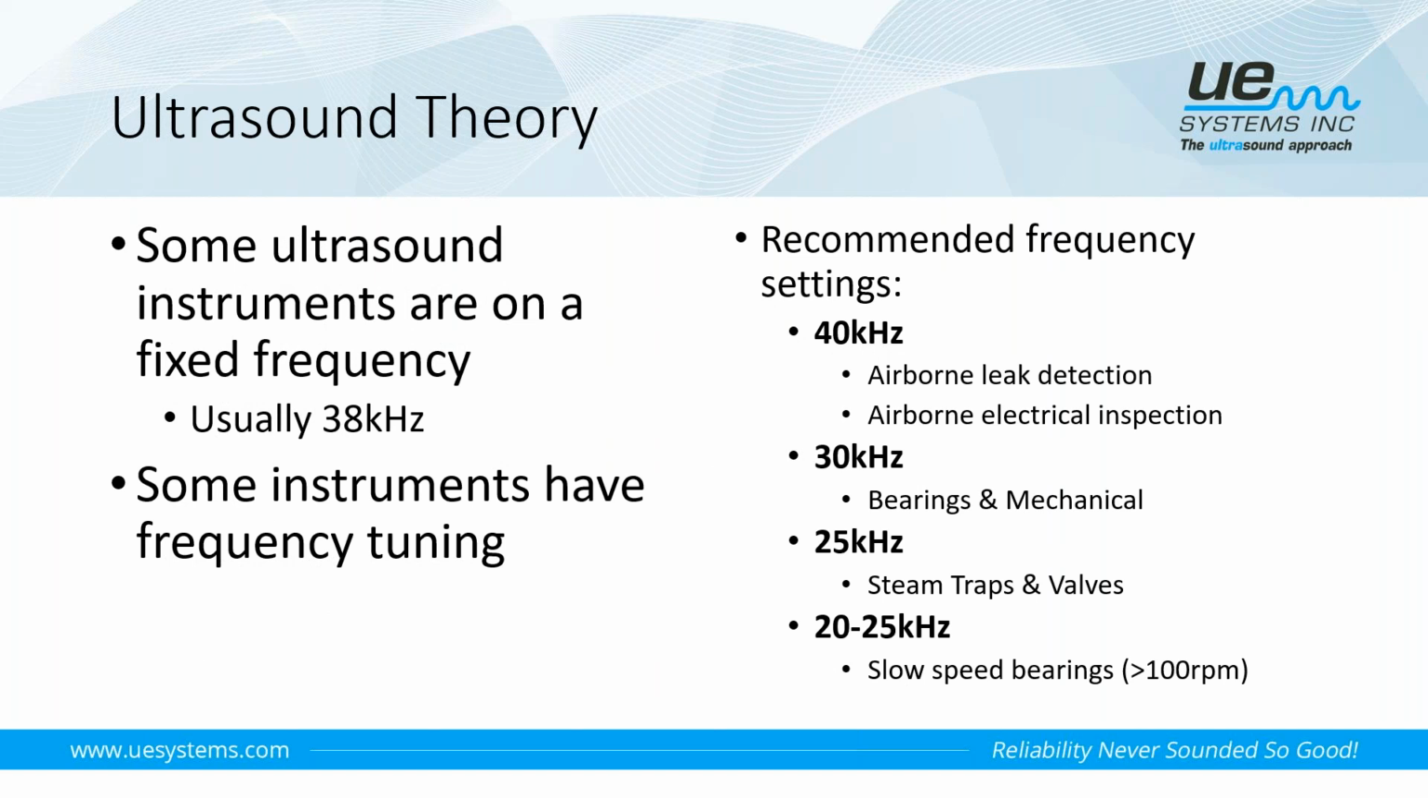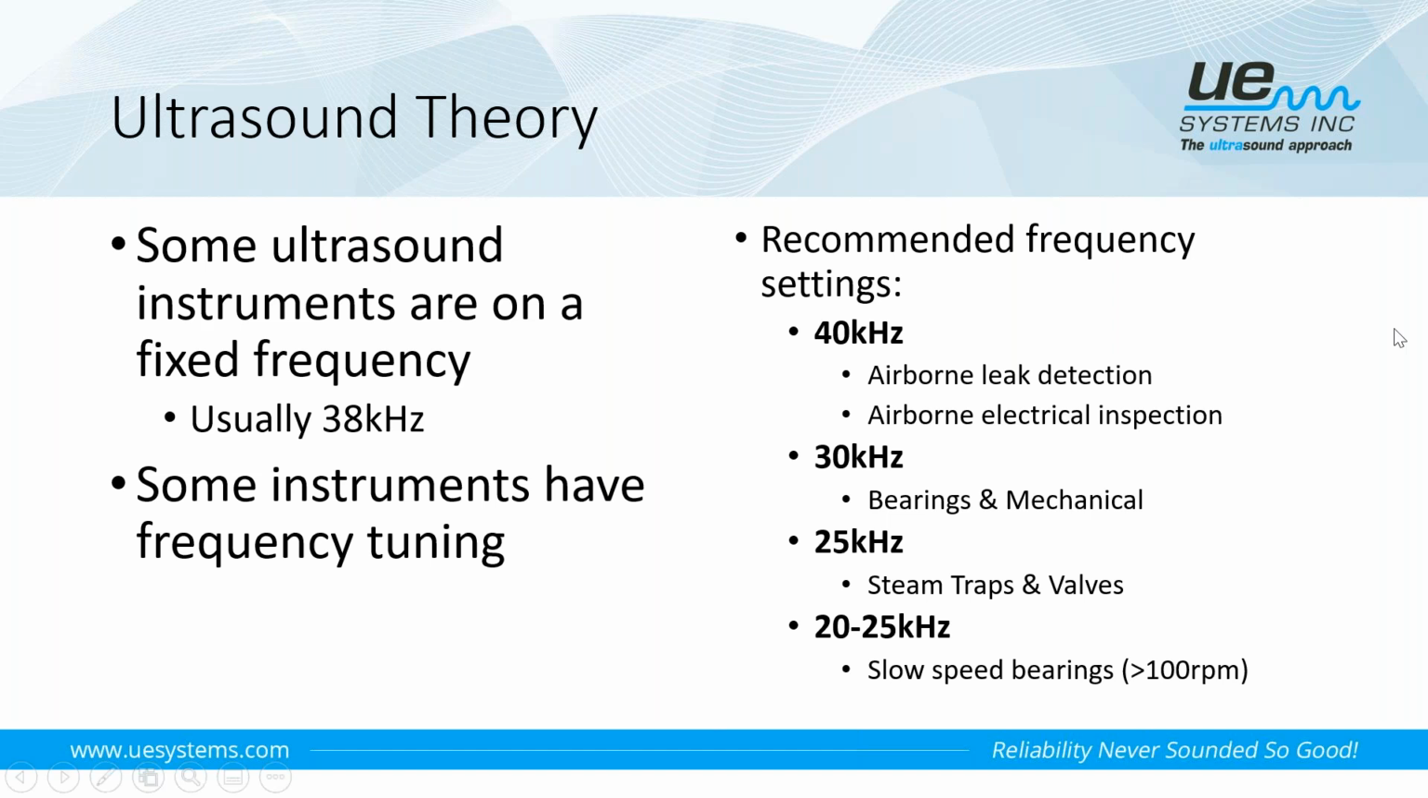Now, some ultrasound instruments are on a fixed frequency. So like the UltraProbe 100 and the 3000, again, I referred to those as kind of entry-level type instruments. Those are on a fixed frequency setting. And typically, any of your instruments that are on fixed frequency settings are going to be around 38 kilohertz. And then some have frequency tuning. So again, starting with the 9000, as I mentioned, that is the first instrument that we have that has frequency tuning capability, in that we can tune or set the frequency according to what the application is.